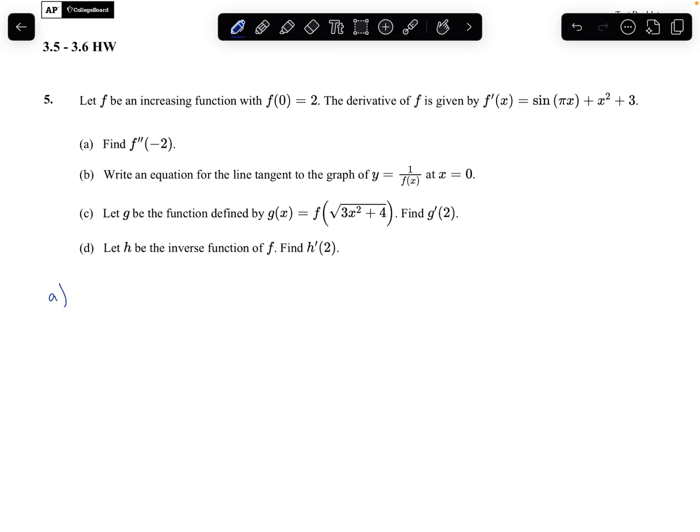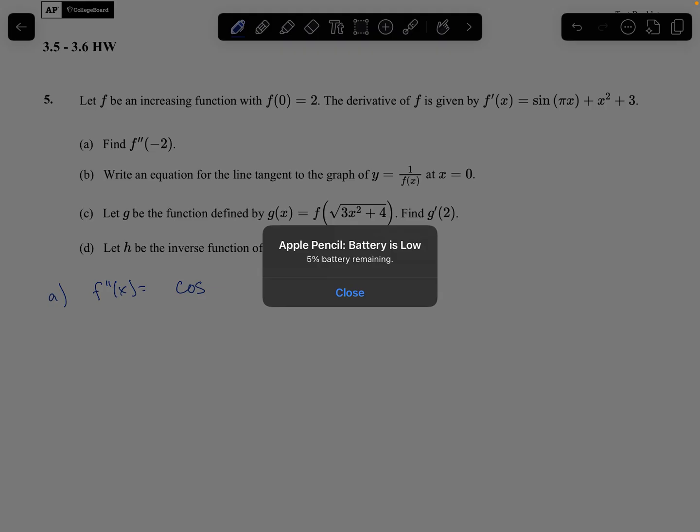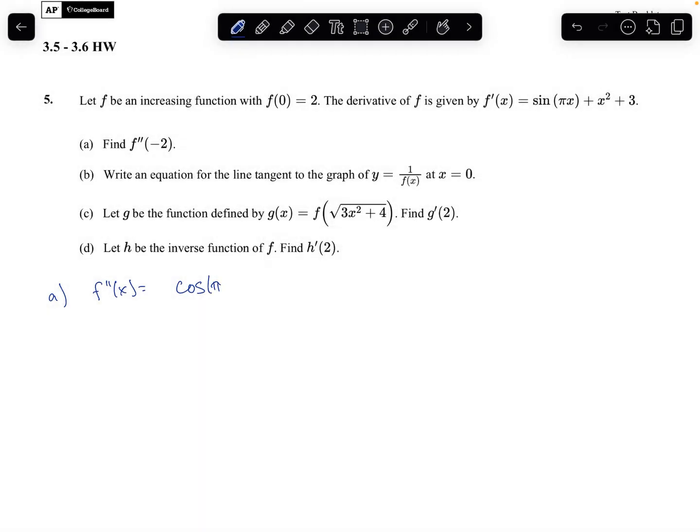So we have f prime. We want to find the second derivative, so we'll take the derivative of that. So f double prime of x is going to be equal to, now the derivative of sine is cosine. So we're going to have cosine of pi x times pi for the derivative of the inside, and then plus 2x. That's our second derivative.